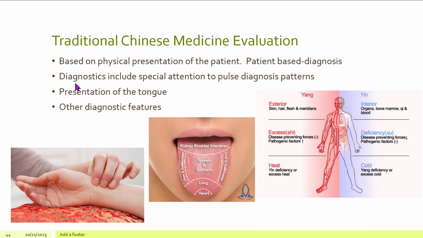So the diagnostics are very individualized and they include special attention to pulse diagnosis patterns, the presentation of the tongue. So they have a lot of diagnostics by looking at the tongue, and there's other diagnostic features as well. So looking at the skin color and tone, your hair, base of the nail beds, things like this that they are evaluating when you come in for treatment.